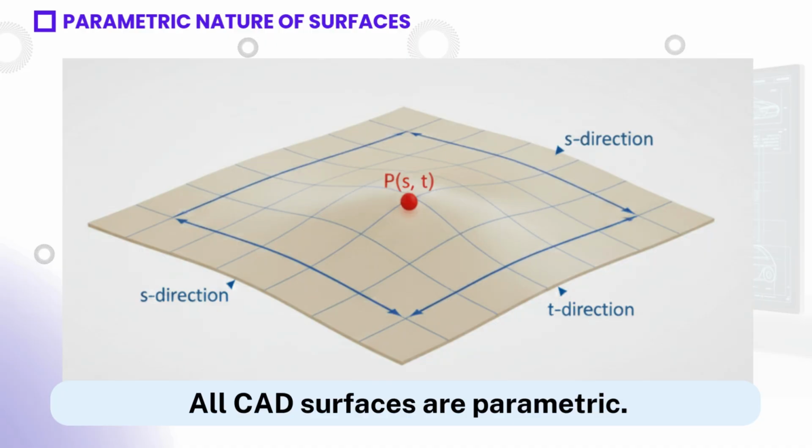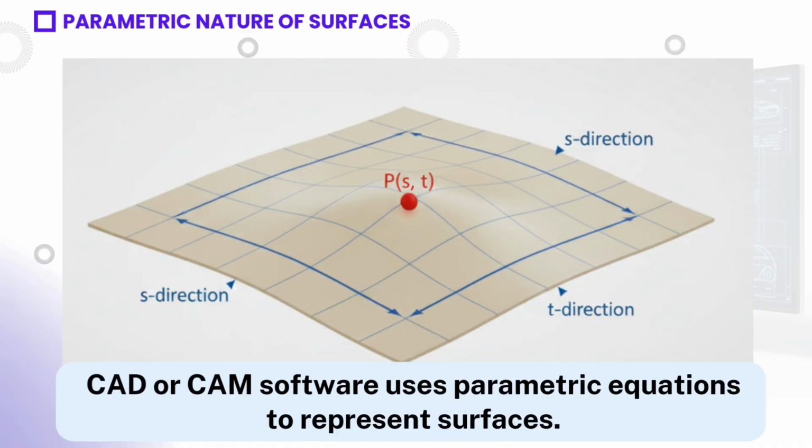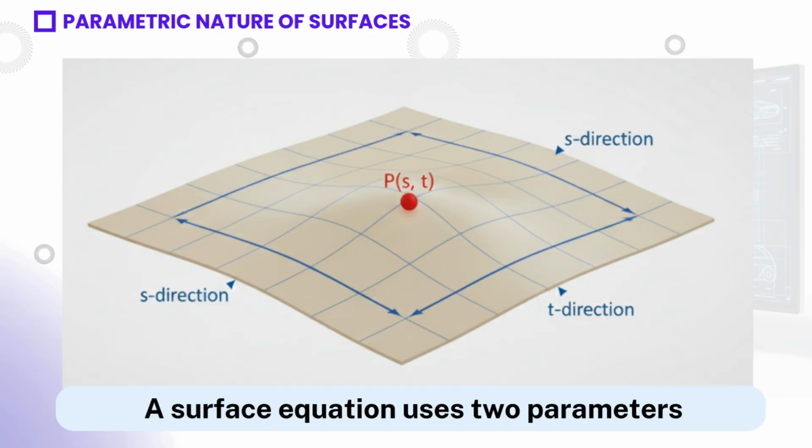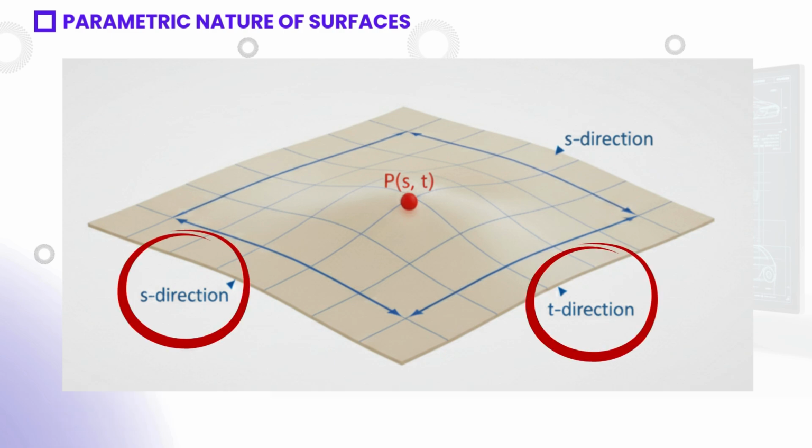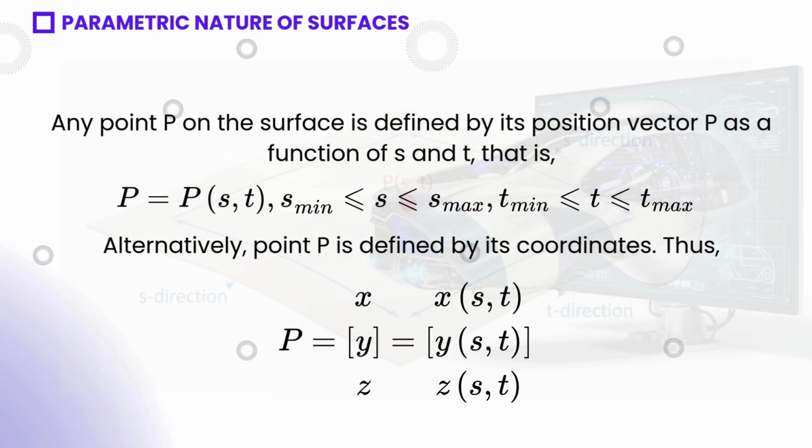All CAD surfaces are parametric. CAD or CAM software uses parametric equations to represent surfaces. A surface equation uses two parameters, for example, S and T, to describe the x, y, and z coordinates of a point. Any point P on the surface is located or defined by two values of the S and T parameters, in short and simple way. This means the shape is controlled by equations rather than fixed geometry.